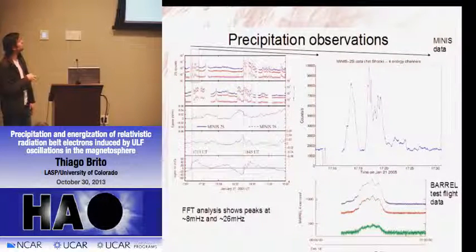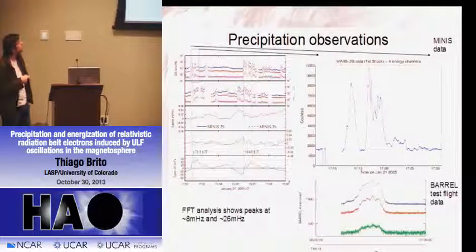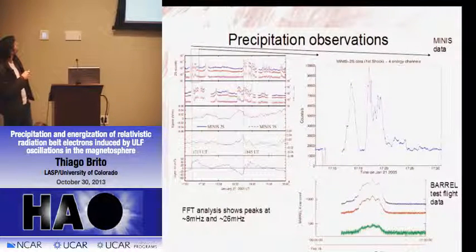And okay, this is from the same storm. This is the precipitation observations from the MINIS balloon, one of them, integrated over all energy channels. And you can see that there's an oscillation here in the millihertz frequency range, which is just a blow up of this part here. So MINIS also observed precipitation a few hours later and so on, but I'm going to focus on this first part here.